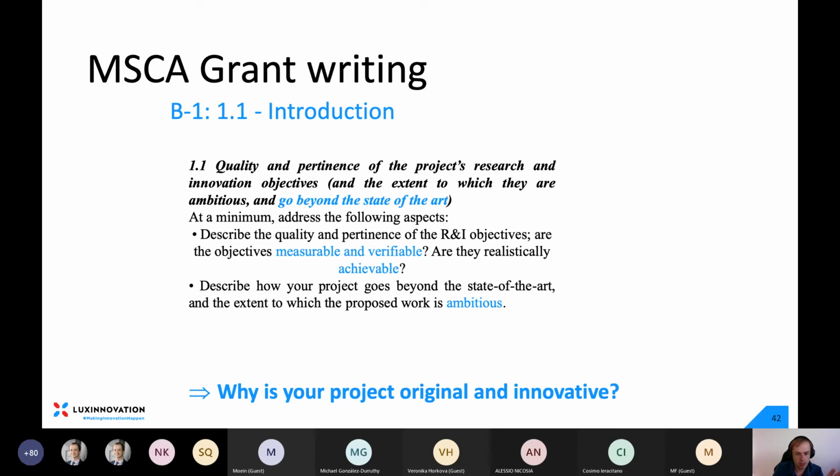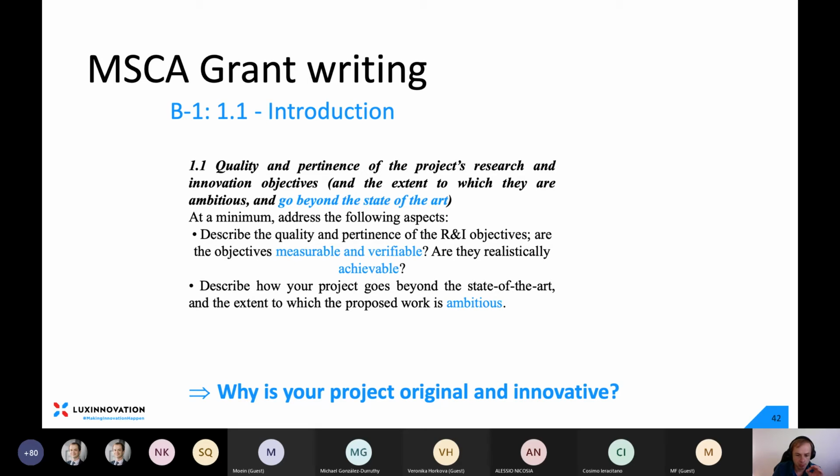So 1.1 is the project, research and innovation objectives. So this is really, what is your project about? Why is it original and innovative? And what have other people done? And importantly, how do you go beyond that? So state of the art, that's what other people have done, the background, the literature, and you have to show how you go specifically beyond these points. So not just say, well, somebody found this and we'll do it better, but try to be as specific as possible.